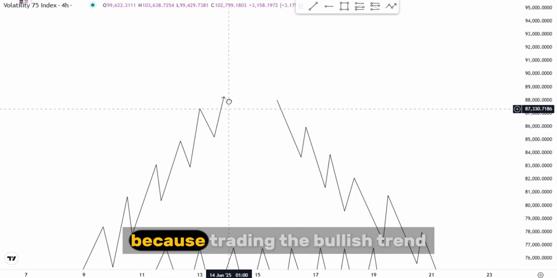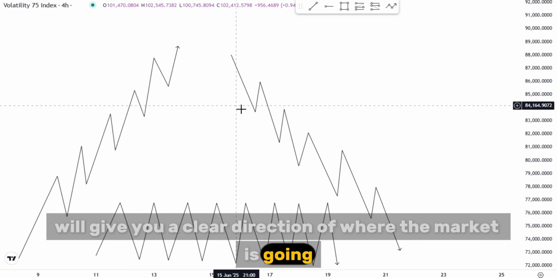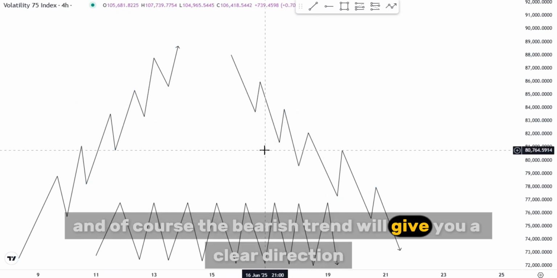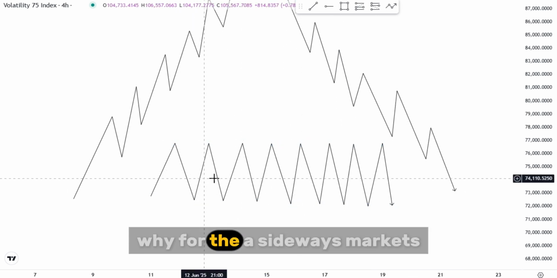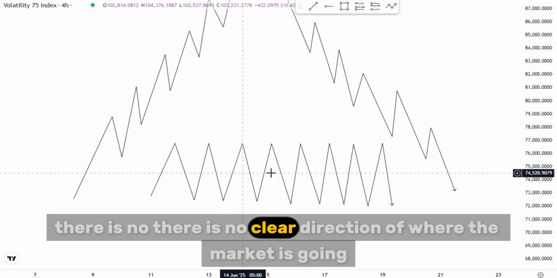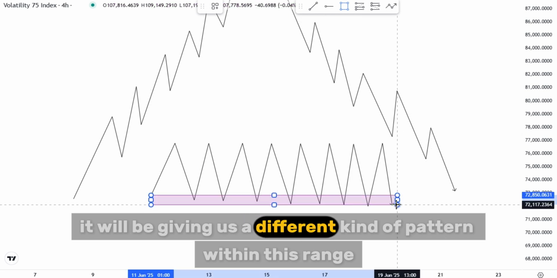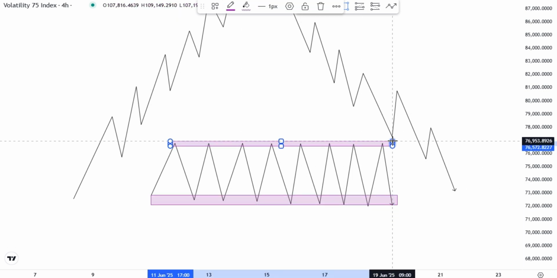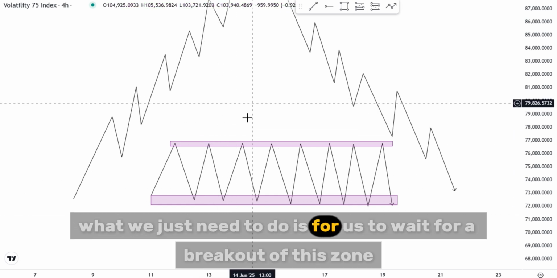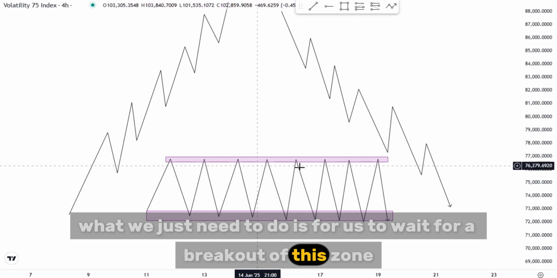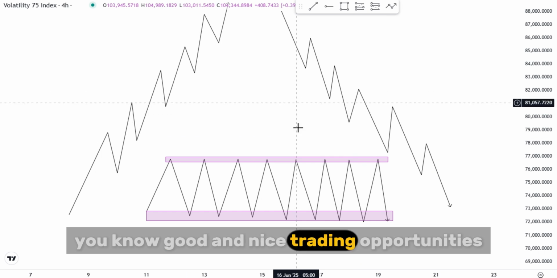Because trading the bullish trend will give you a clear direction of where the market is going. And of course, the bearish trend will give you a clear direction that the market is trending to the downside. For the sideways markets, there is no clear direction of where the market is going. It will be giving us a different kind of pattern within this range. Meanwhile, it's not breaking up, neither is it breaking down. So what we just need to do is wait for a breakout of this zone so that we can start looking for good and nice trading opportunities.